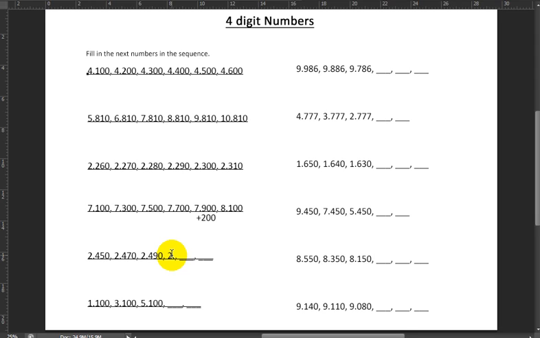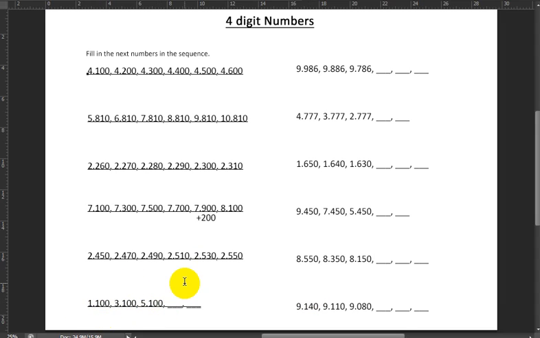So I'm going to get 2,510. And add another 2. It's going to be 2,530. And another 2. It's going to be 2,550.